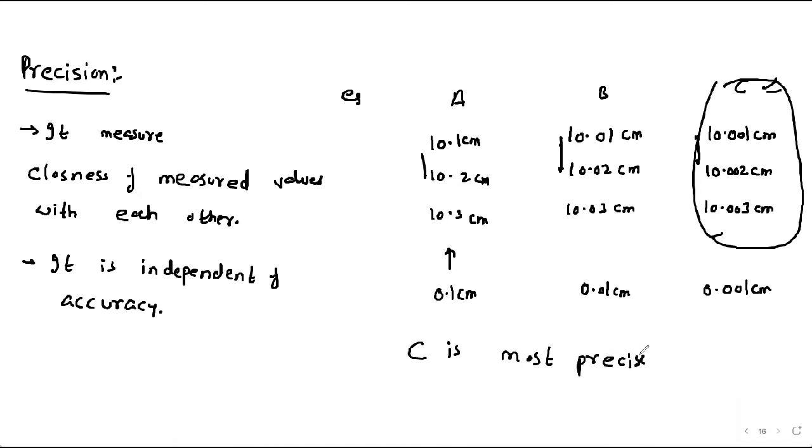I'm repeating again, there is no relation between accuracy and precision. Precision does not depend upon the true value. You don't even care about true value while calculating precision. Just take the separation between the measured values. If measured values are very close to each other, then you call your measurement very precise. If they are not close, then the precision is less. And precision depends upon the least count. So the instrument having minimum least count is most precise.